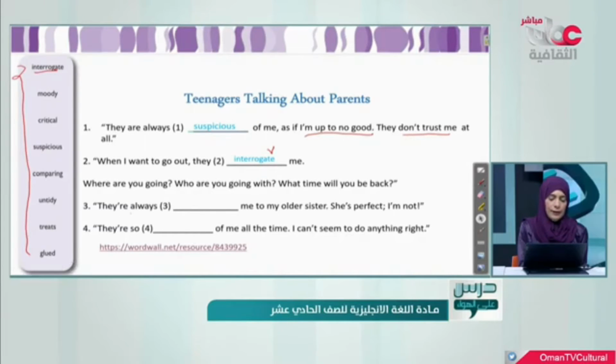Number 3, they are always dash me to my older sister. See, we have two people here. Me to my older sister. She is perfect, I am not. I need to find a word that shows differences and similarities between two people or things. We have to find the word which is comparing.